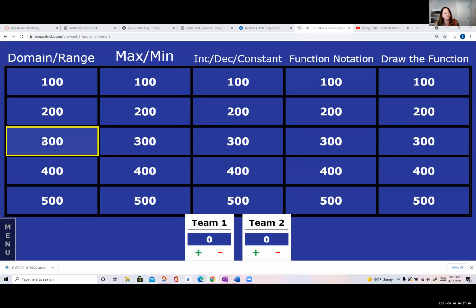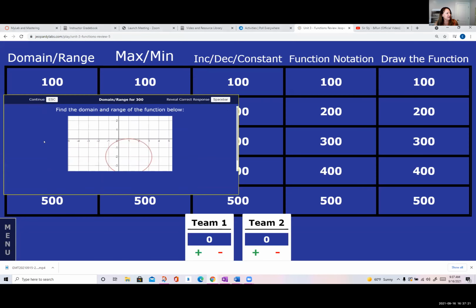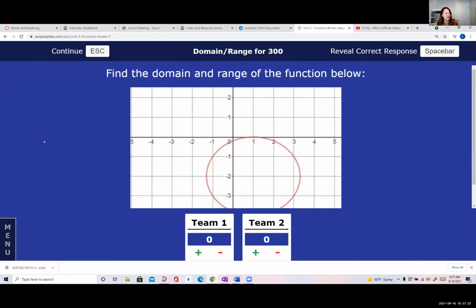Okay, so you guys chose domain and range for 300. Let's see what we got here. Find the domain and the range of the following function. Looking at the following, could you tell what the domain and the range is? I'm going to pause it and then we'll discuss it.